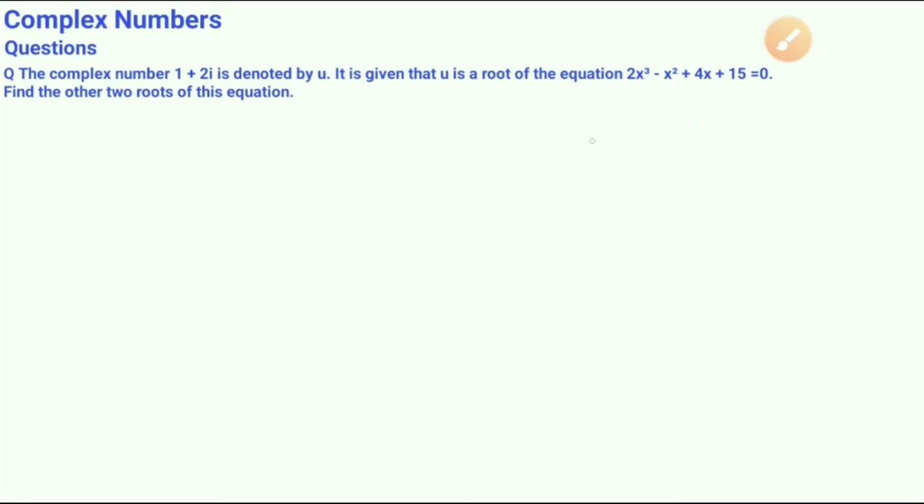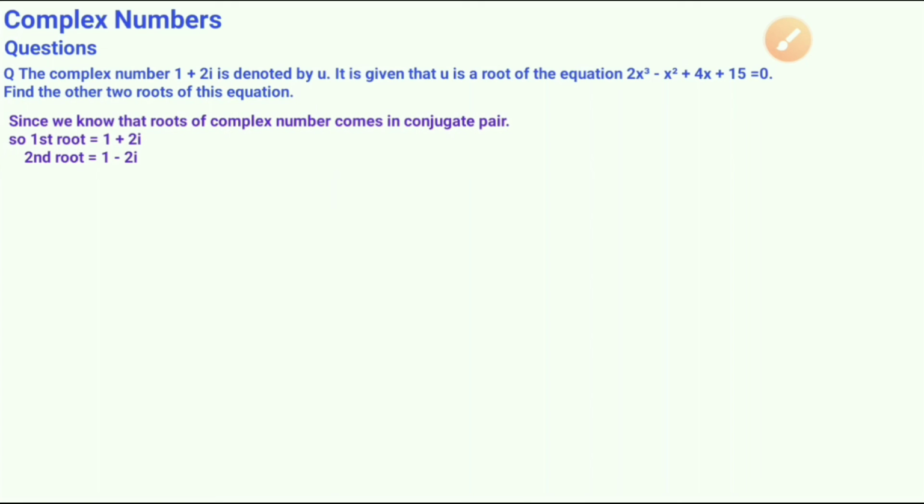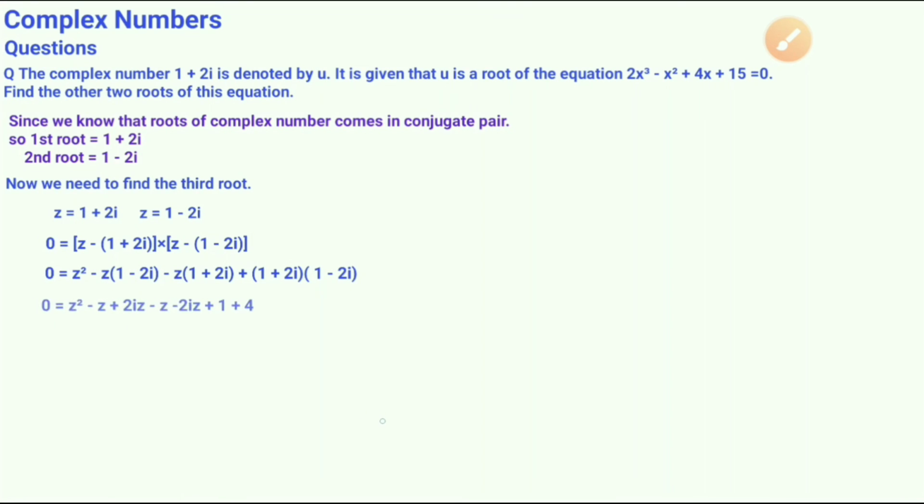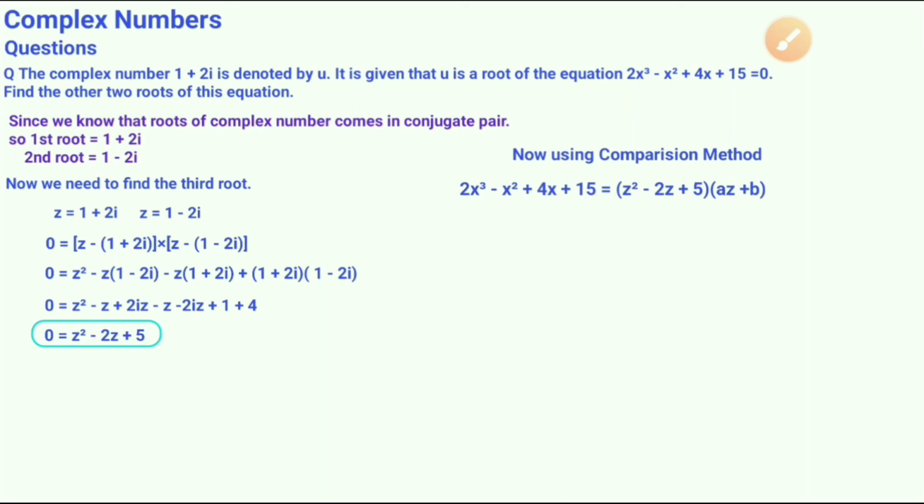Question: the complex number 1 plus 2 iota is denoted by u. It is given that u is a root of the equation 2x cubed minus x squared plus 4x plus 15 equals 0. Find the other two roots of the equation. Since we know that roots of a complex number come in conjugate pairs, the first root is this, the second root is this. Now we need to find the third root. So we got this. Then we are using the comparison method.